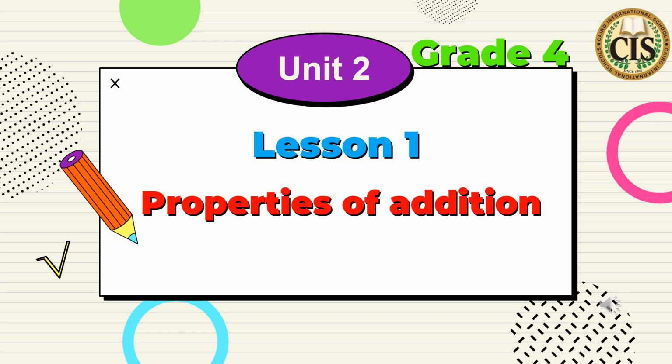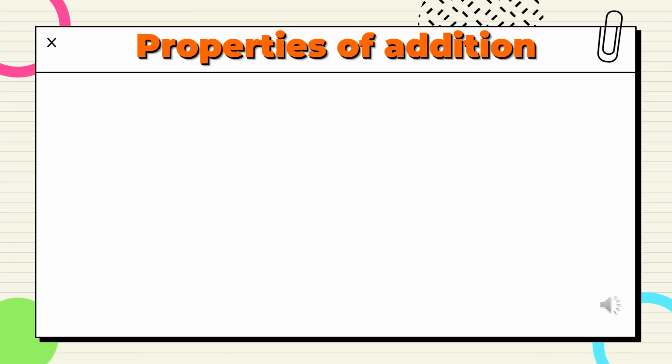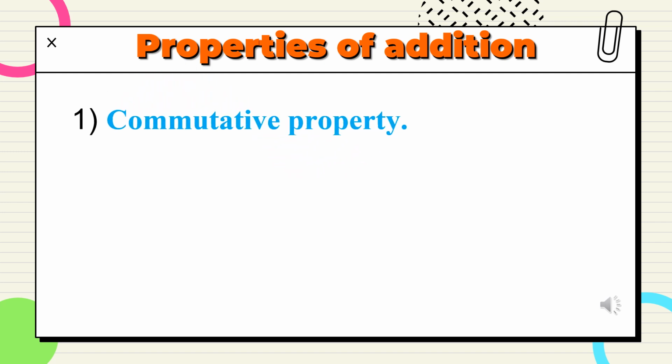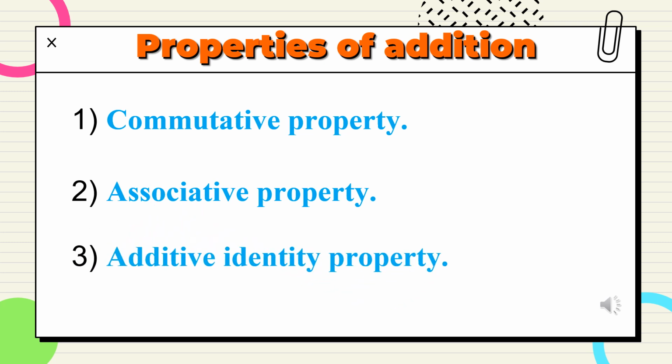Hello, my students. Let's start with Unit 2, Lesson 1, Properties of Addition. What are properties of addition? Number 1, commutative property. Number 2, associative property. Number 3, additive identity property.